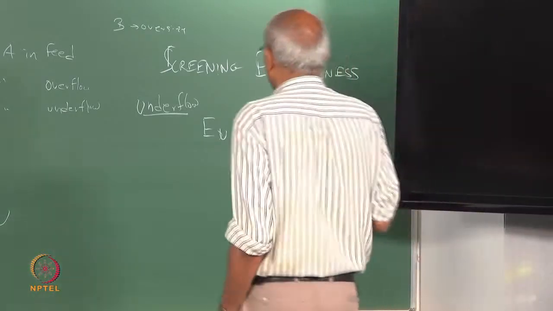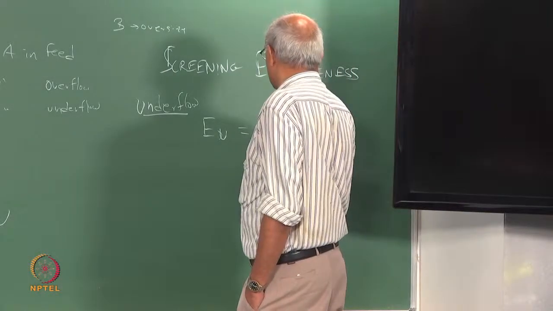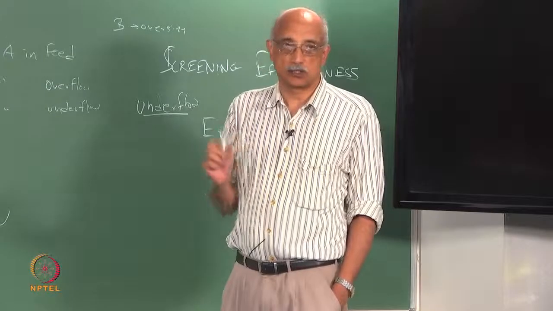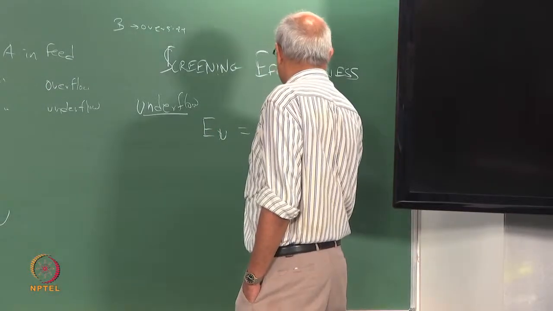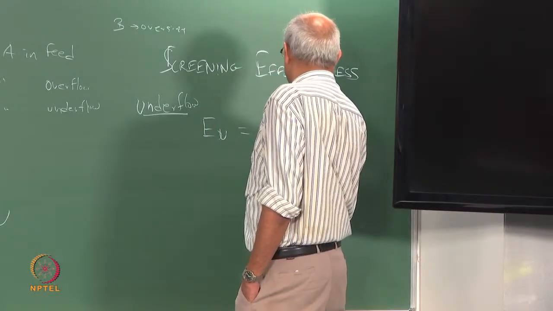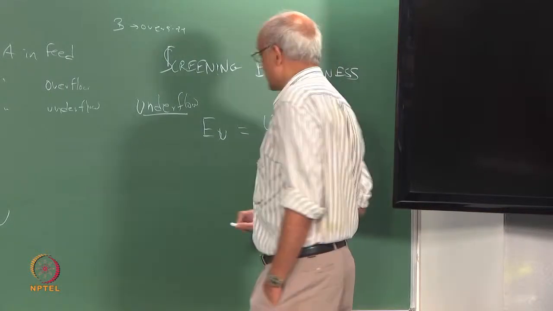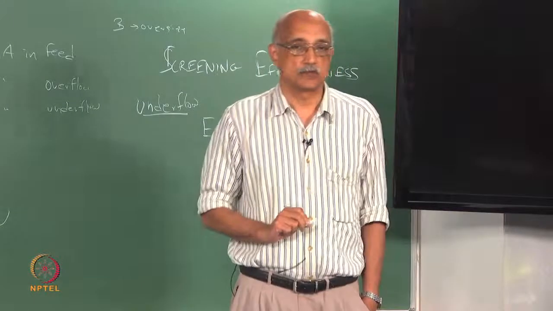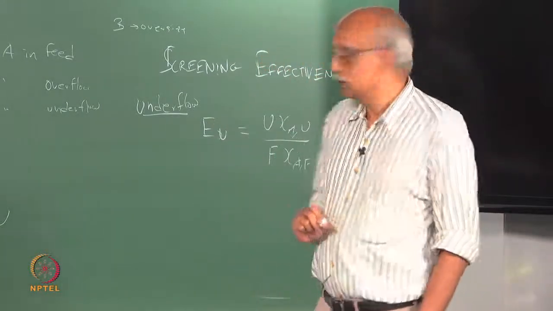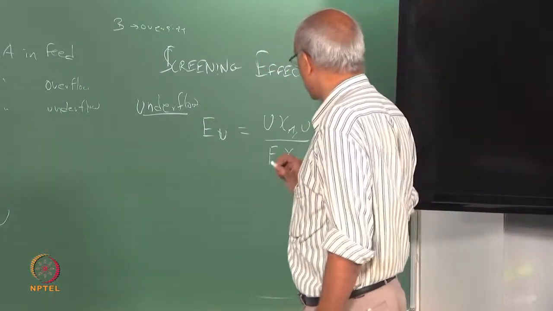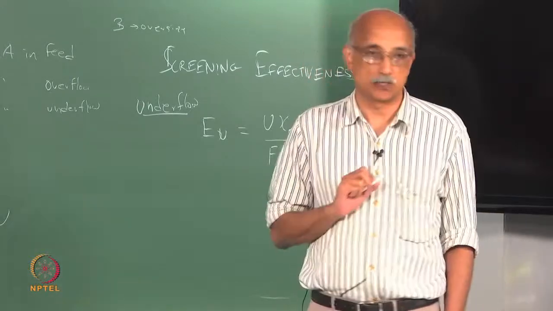So, if you look at U, which is the total underflow quantity, times XAU, and you divide it by F times XAF, that should give you the effectiveness with respect to the underflow.